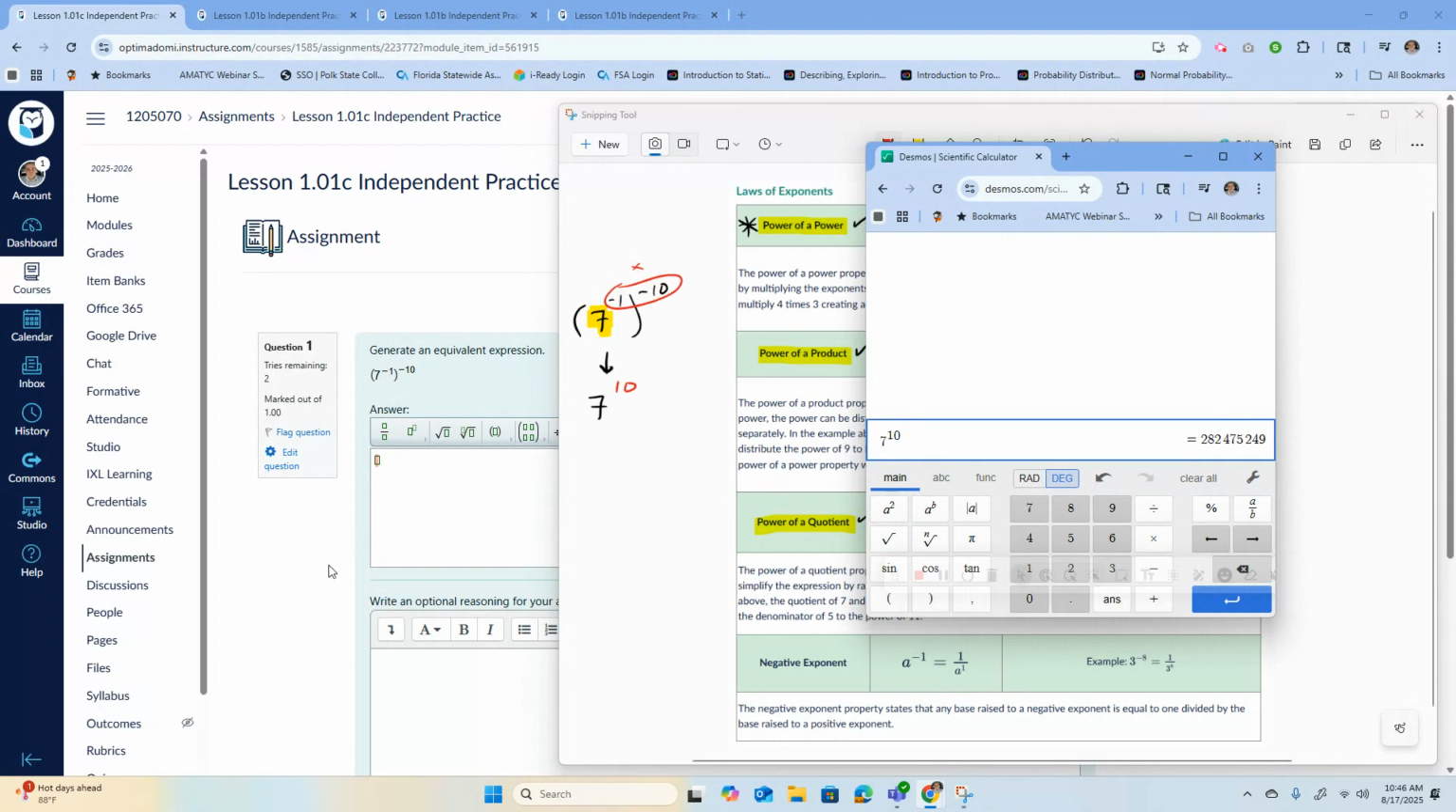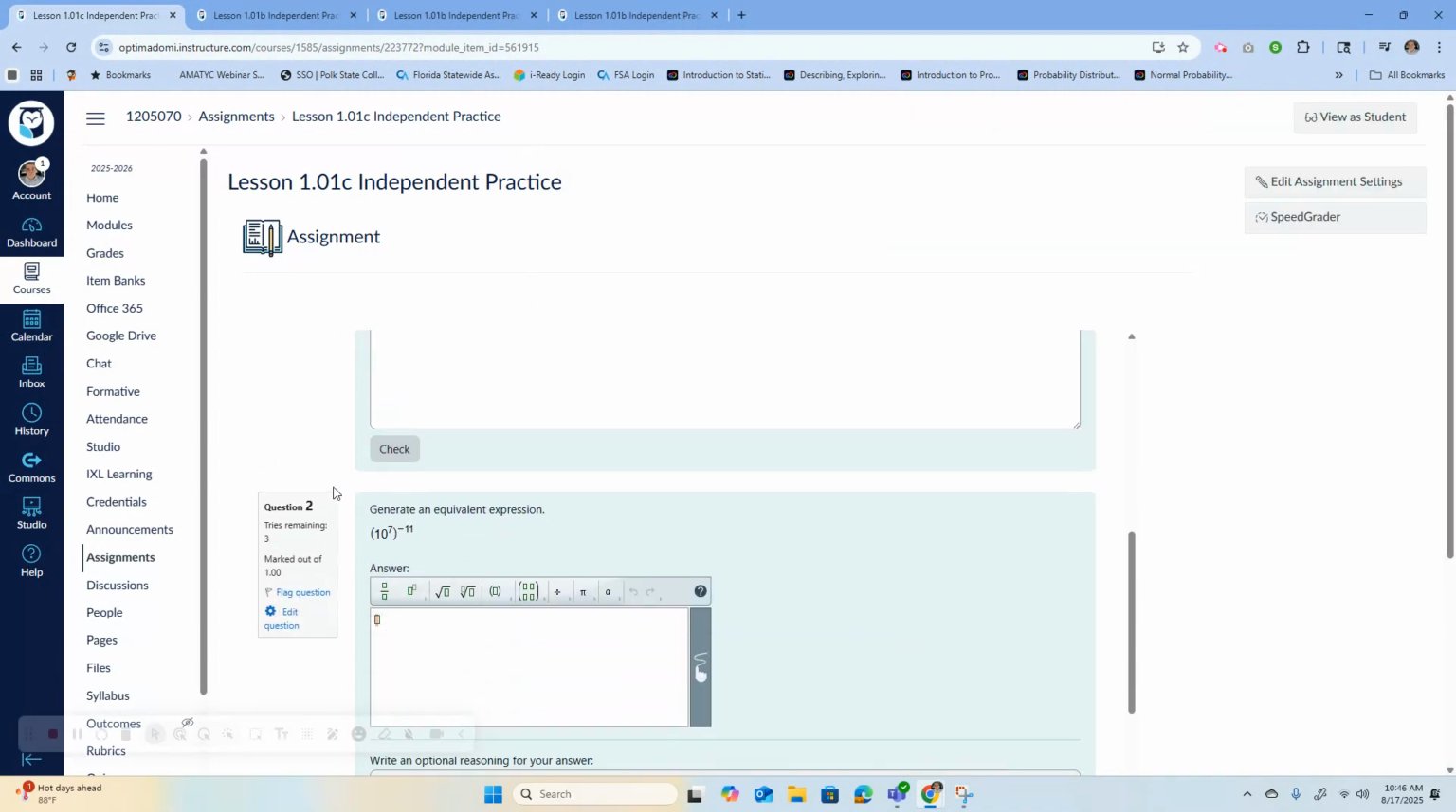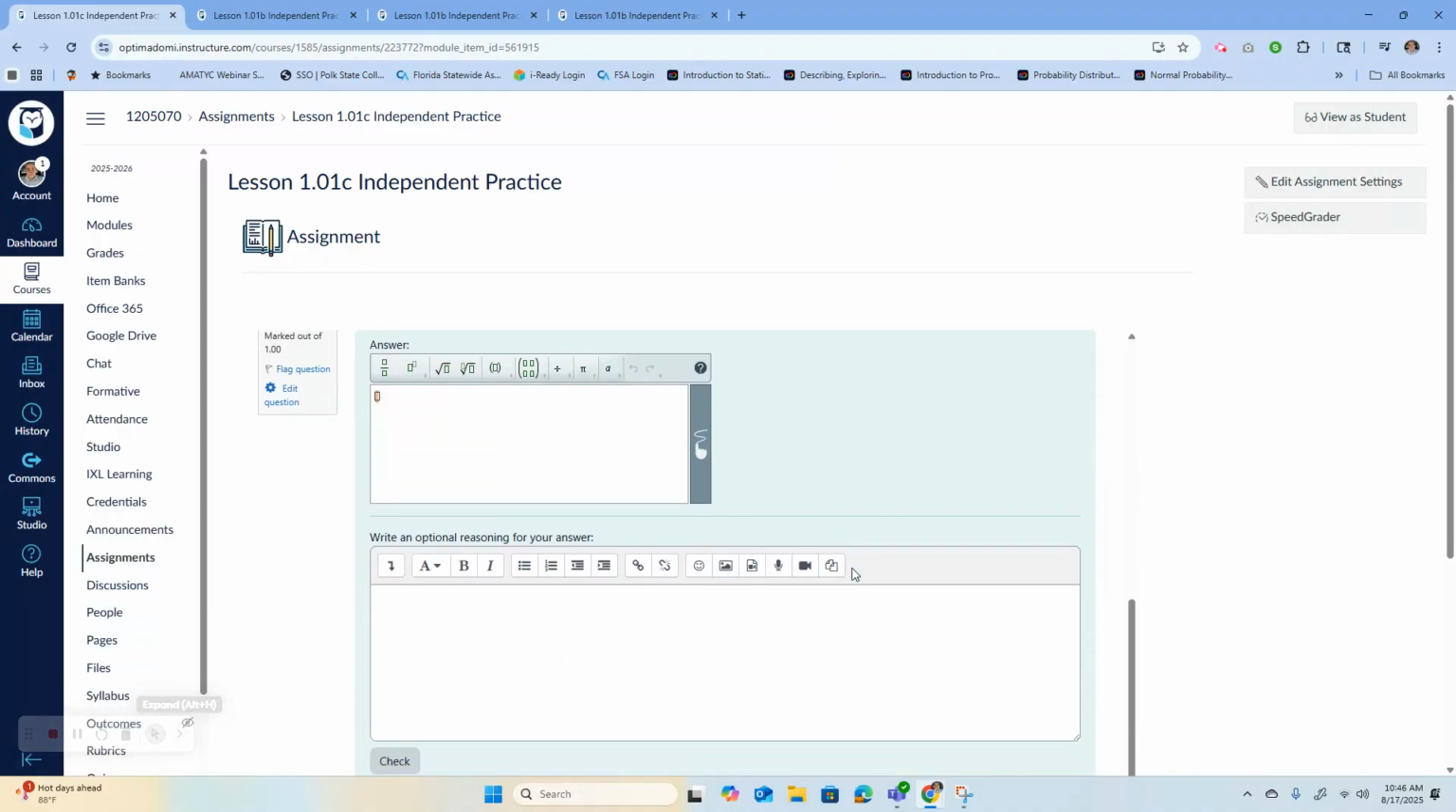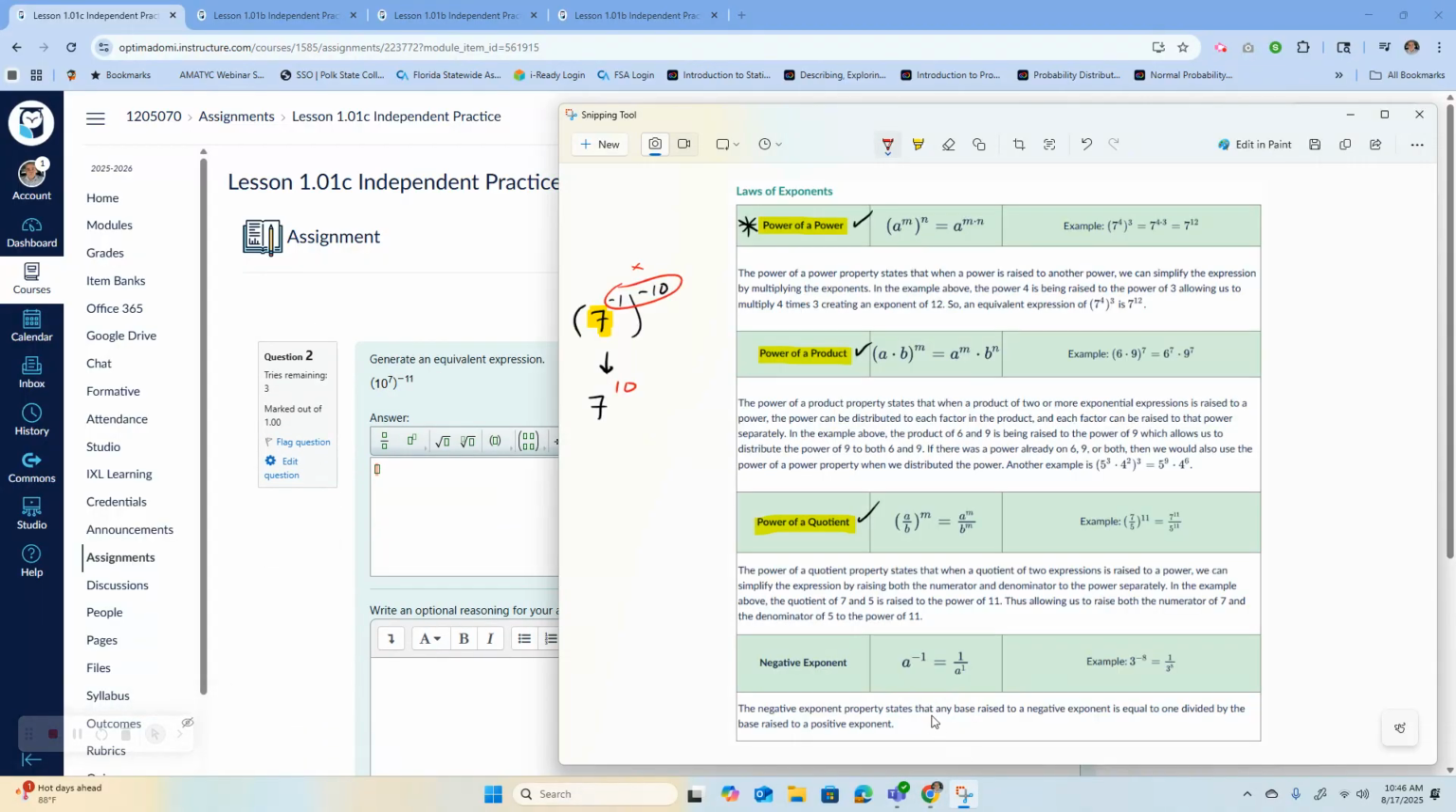You may have a similar problem, okay? Let's go to problem number two. Basically the same idea. In problem number two, we have parentheses, 10 to the 7th power, raised to the -11 power. Here we go again. We have parentheses, and inside the parentheses we only have one base, which is the 10. And I hope you see an exponent raised to another exponent. That's the power of a power rule.